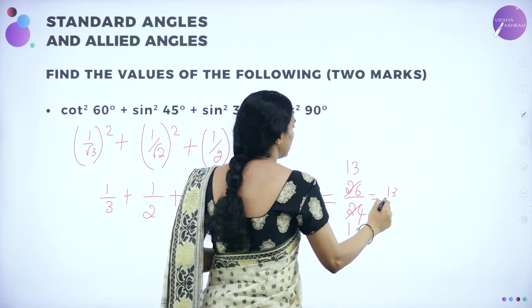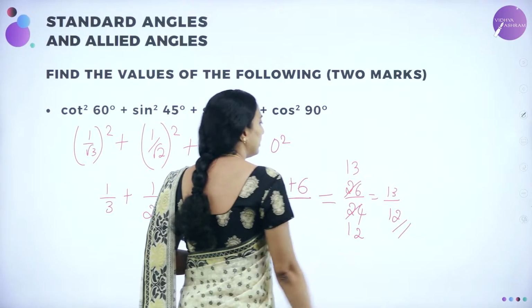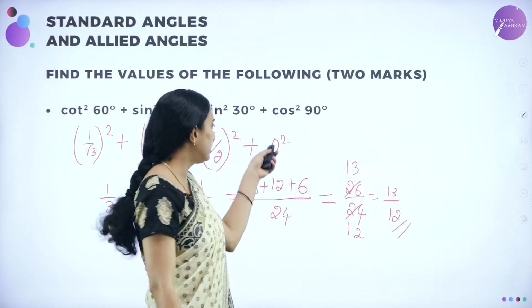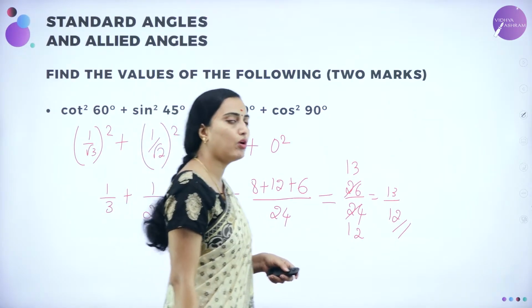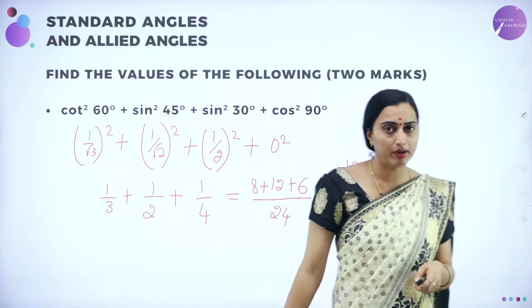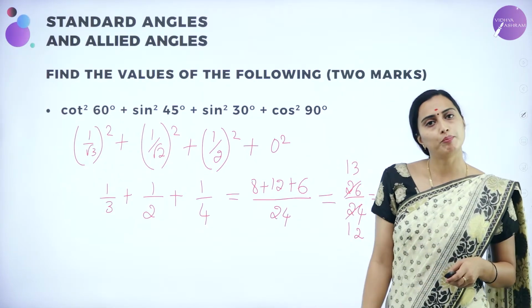Therefore the answer is 13 divided by 12. That's it, dears. Plus 0 is nothing but the same thing you are going to have. I hope you got this one. We'll move on to the next problem. I hope you got this procedure.